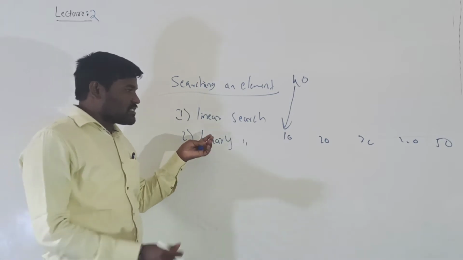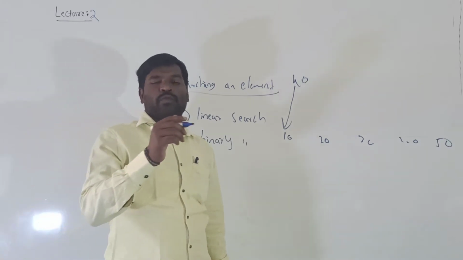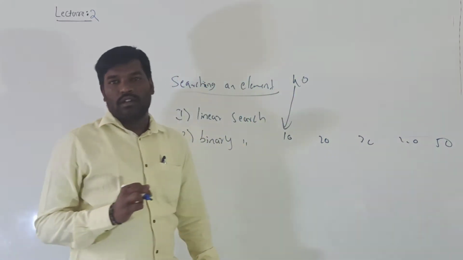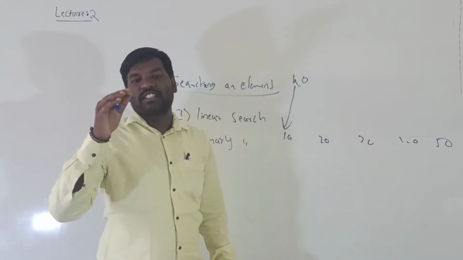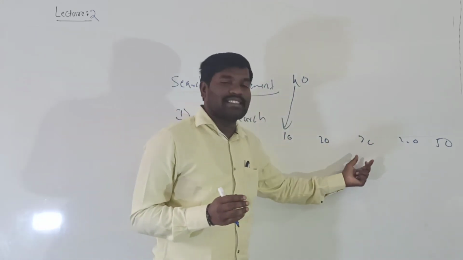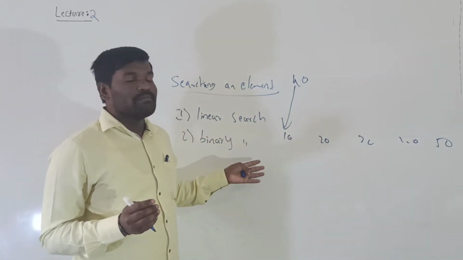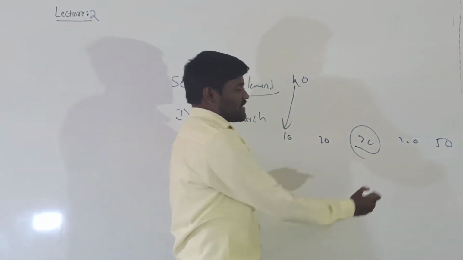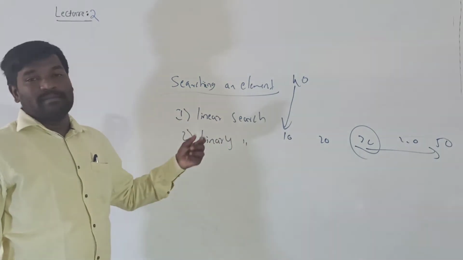Binary search means the searching starts from the mid value. And one more thing: to perform binary search, the elements must be in sorted order compulsorily. That is the rule of binary search. First it will check the mid value. If it matches, the search is successful. Otherwise, if the searching element is less than the mid value, it will search the left side of the mid value. If it is greater than the mid value, it will search the right side. So this is linear search and binary search.